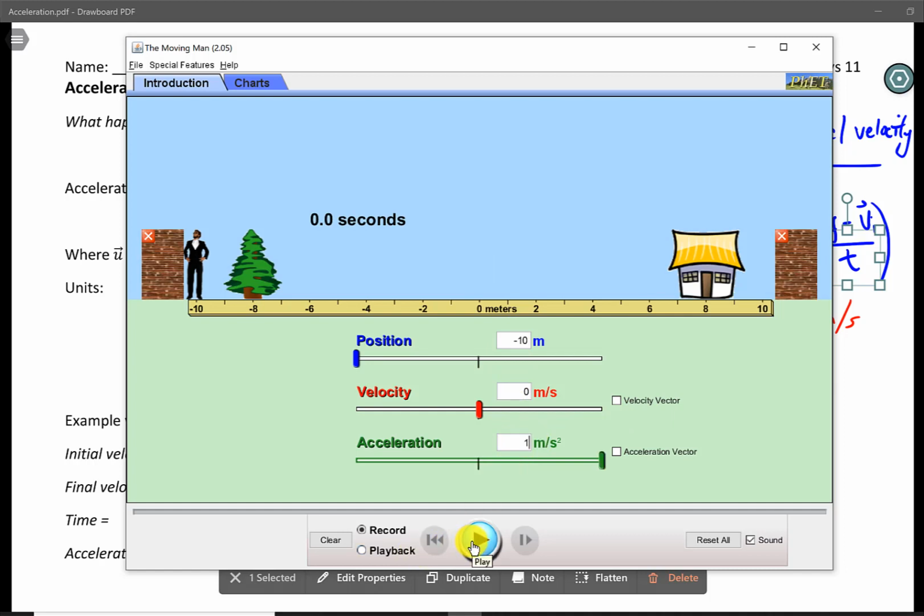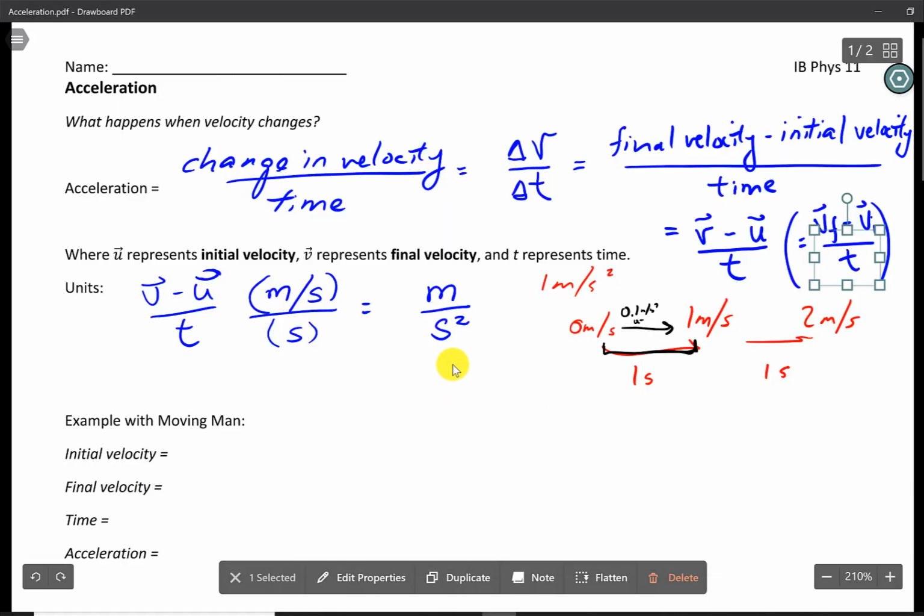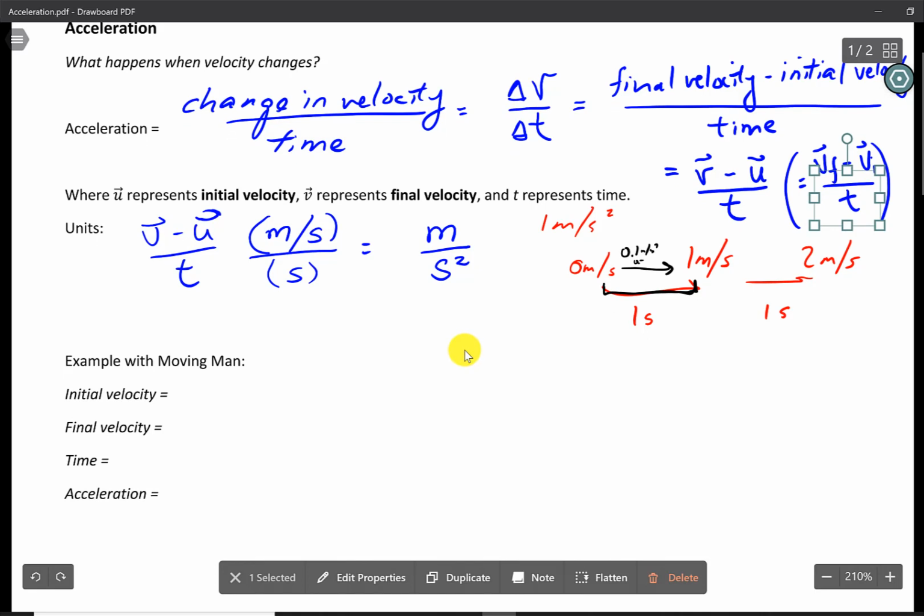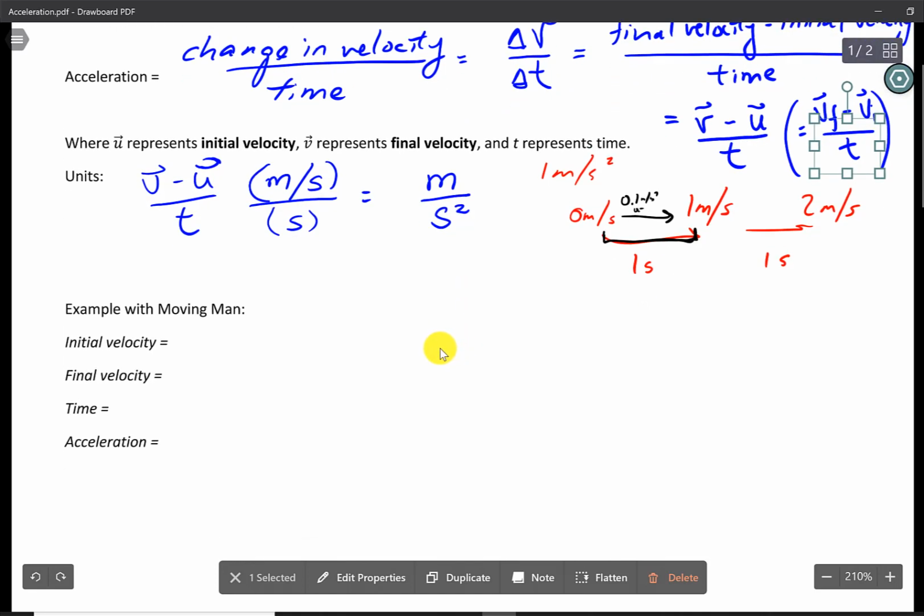We play, and notice that during the time in which he accelerates, every 0.1 of a second, and if this simulation can record down to the milli, the micro, the nanosecond, you will see him constantly gaining some bits of velocity here. Okay, so notice that as he was accelerating, this velocity here was constantly changing. Okay, so that's acceleration. You're gaining velocity over time, or you're losing velocity over time for that matter.